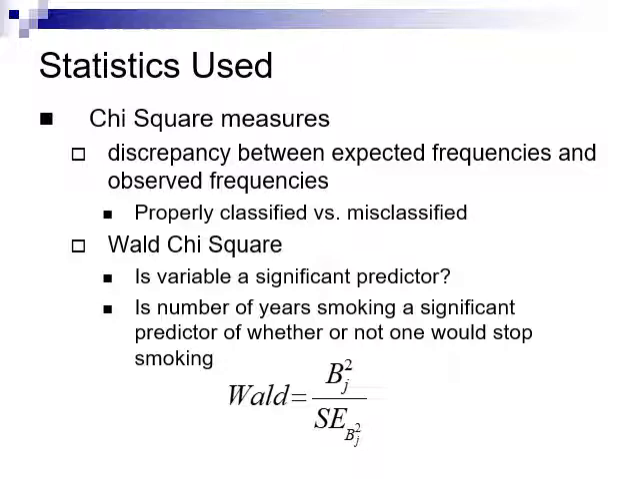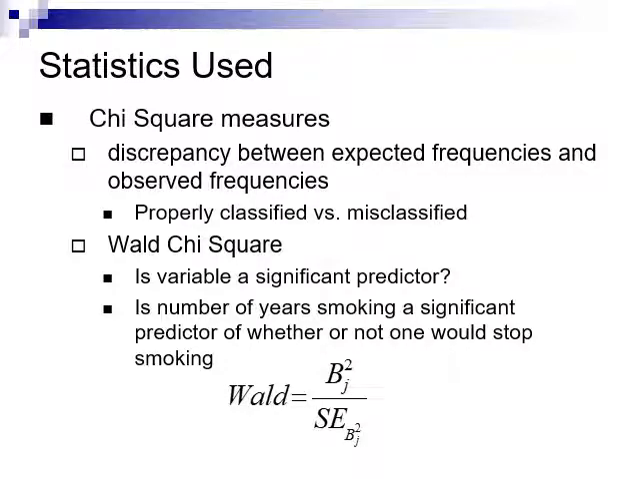So we're generally going to be using chi-squares, which is a non-parametric statistic that looks at categorical trends. It's looking for the discrepancy between expected frequencies and observed frequencies. In other words, how often when we predict someone being in one group or another, are they actually in that group? Are they properly classified or misclassified?